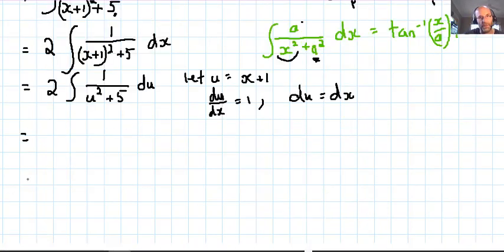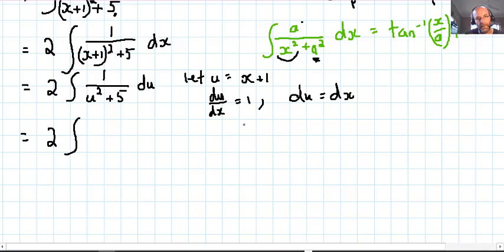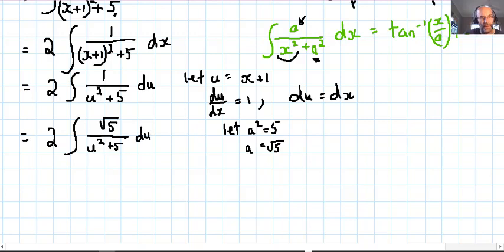Now we write down what we want to see on the top. So on the numerator, if we let a squared equal 5, a would be root 5. So that means we need to have root 5 on the numerator. So write down what we want, so it fits the form we're chasing. Of course, we've multiplied the value of the integrand by root 5, so we must divide by root 5 to compensate for that. So it's 2 over root 5 out the front.